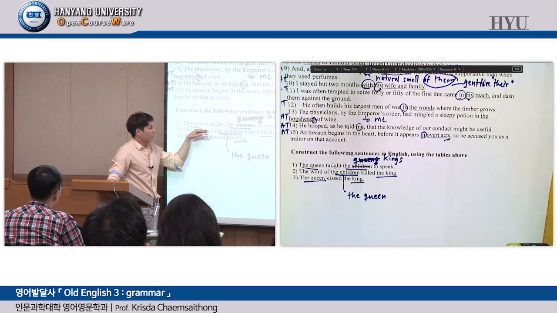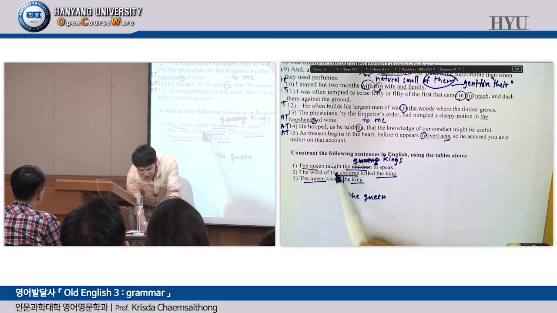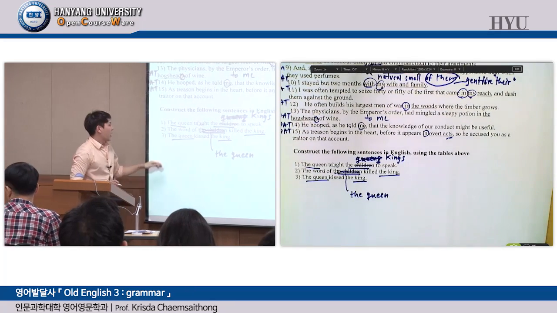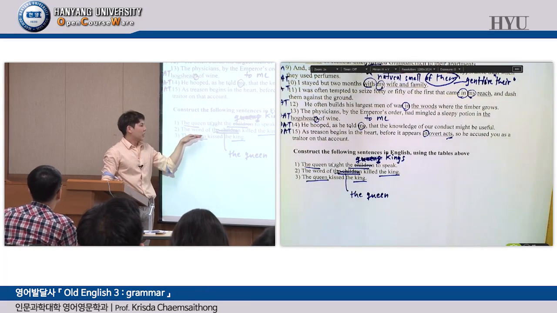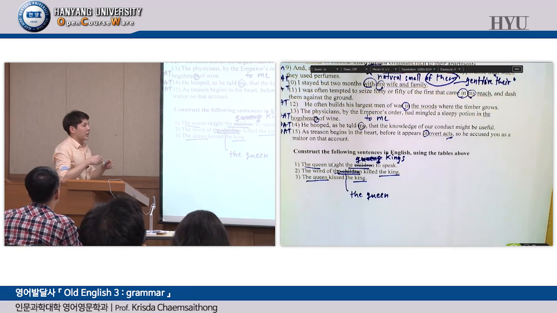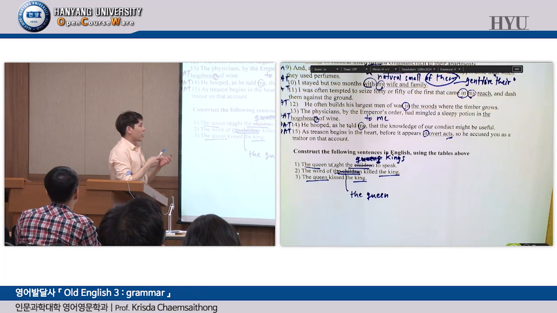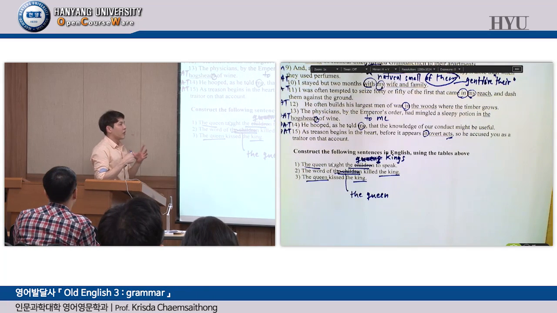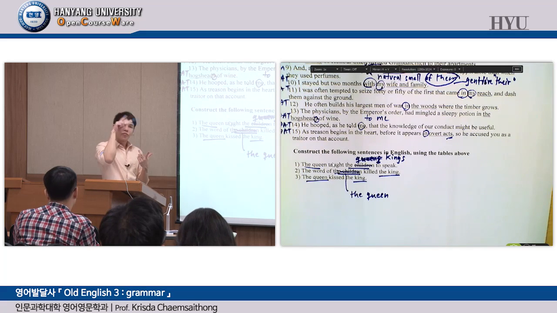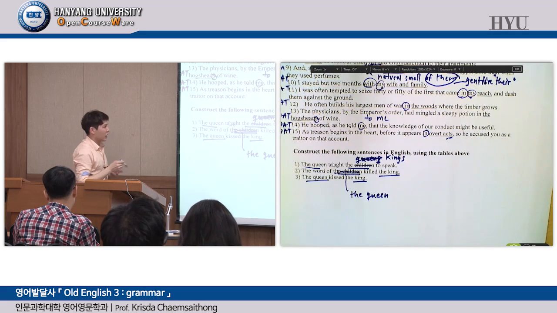Number 2, the word of the queen killed the king. And number 3, the queen kissed the king. So you have to select the appropriate form, the nominal form, the form of the noun, and also the appropriate article, the.